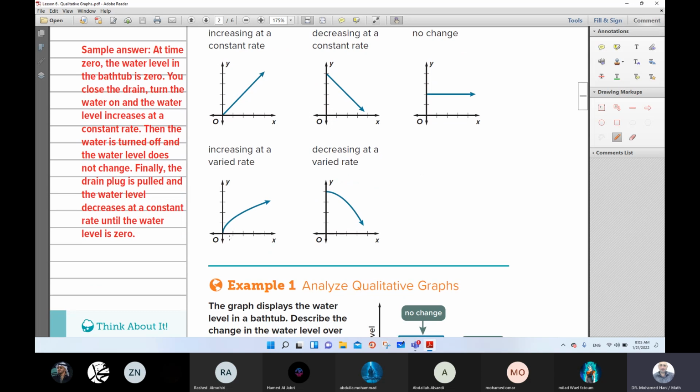In this case, as you have a curve going up, not a straight line, it means increasing at a varied rate. You have a change in the rate. In the last case, we have a curve going down, meaning decreasing at a varied rate.